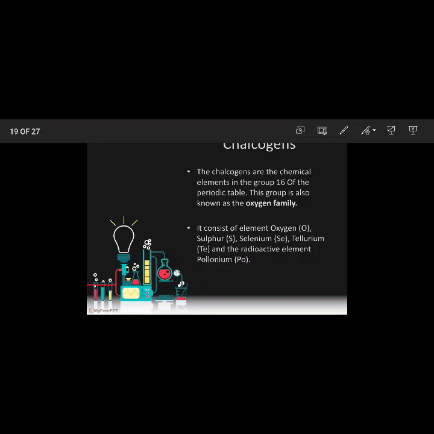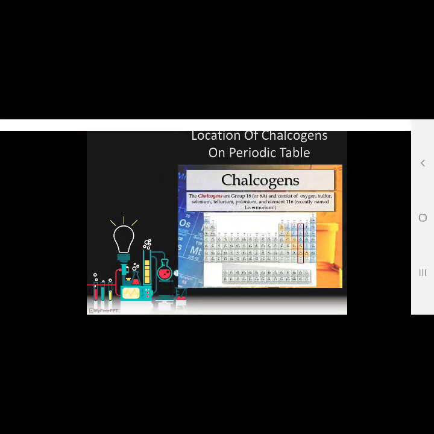Often, oxygen is treated separately from other chalcogens, sometimes even excluded from the scope of the term chalcogen altogether due to its very different chemical behavior from sulfur, selenium, tellurium, and polonium. The word chalcogen is derived from a combination of the Greek word khalkos, principally meaning copper. The term was also used for bronze, brass, any metal in the poetic sense, ore or coin, and the Latinized Greek word genes, meaning born or produced. This shows the location of chalcogens on the periodic table.